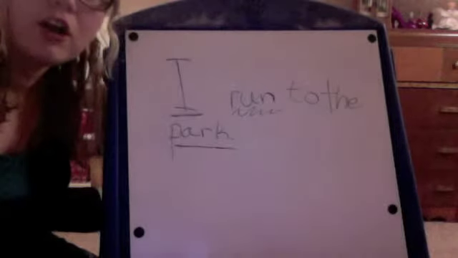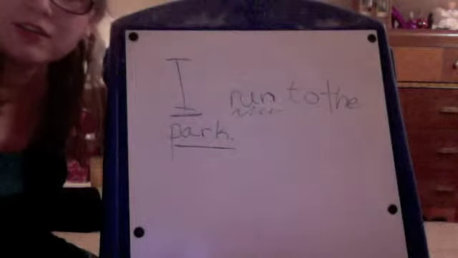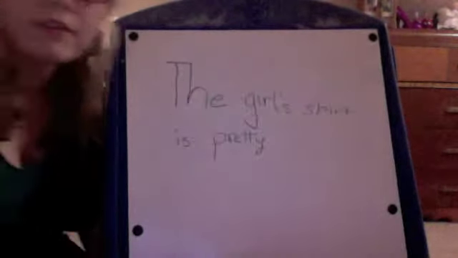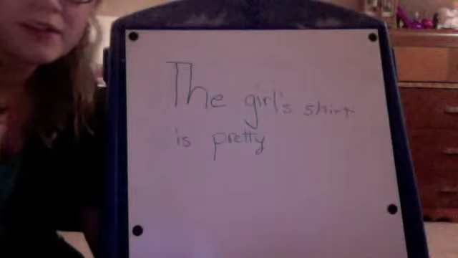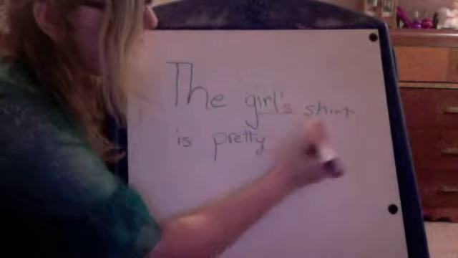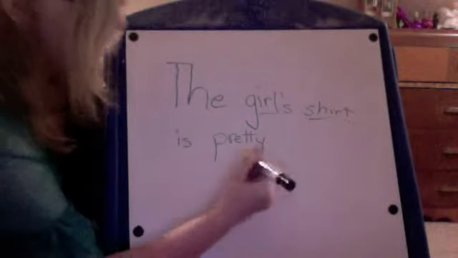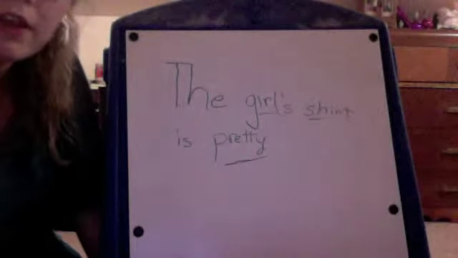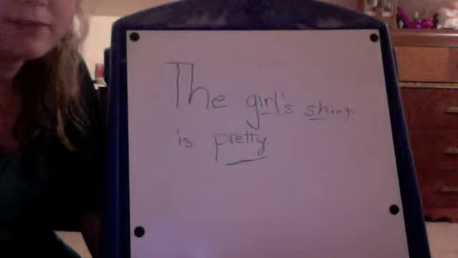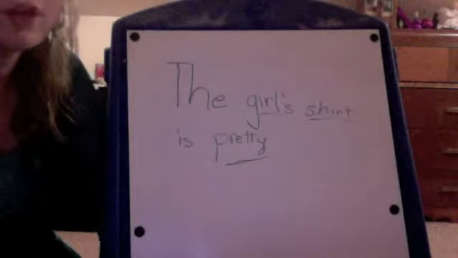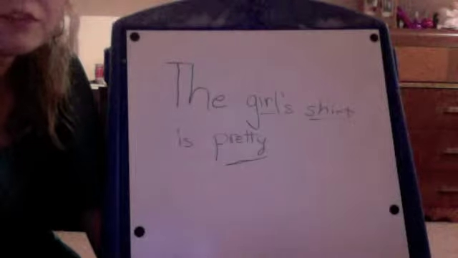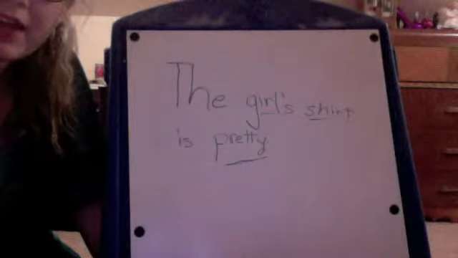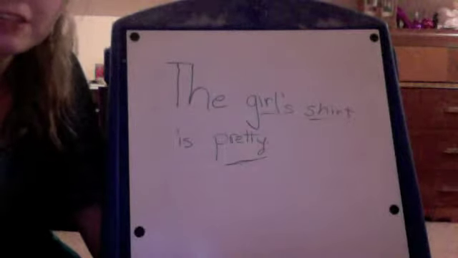A lot of times there will also be adjectives in sentences. The girl's shirt is pretty. So you have two nouns and then you have an adjective. Adjectives are things that describe other things or other ideas. So colors and descriptive words are adjectives.